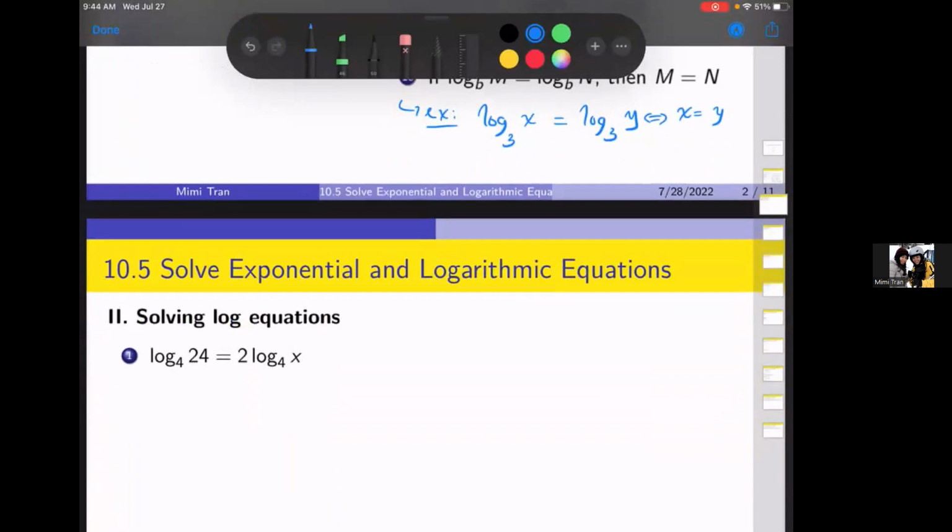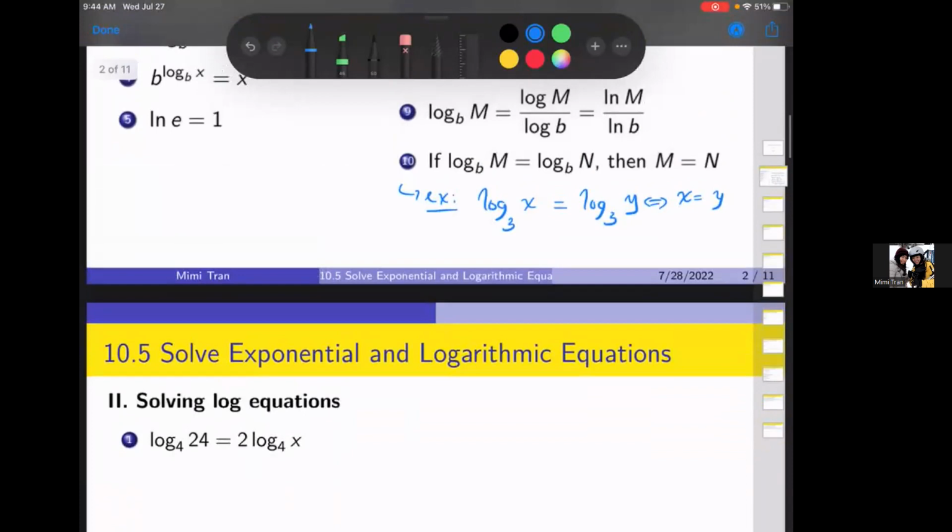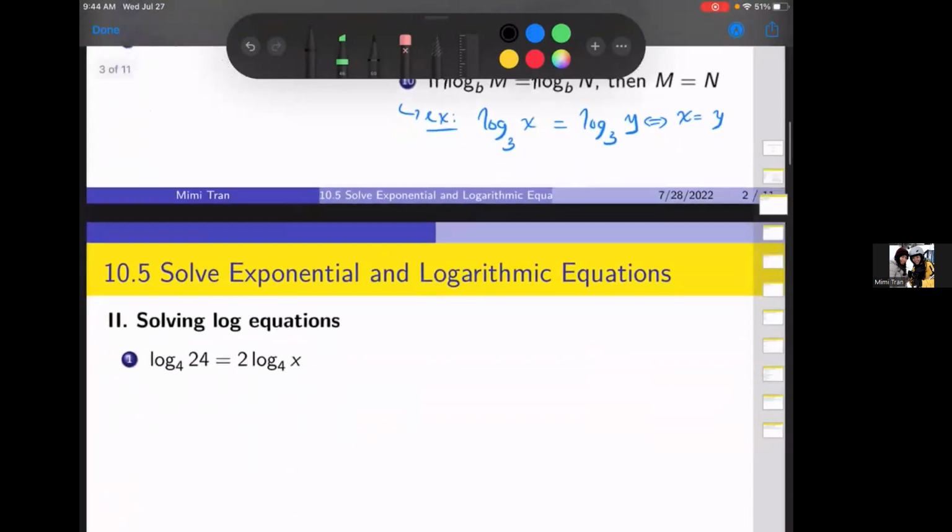All right, number one is log base 4 of 24 equals 2 times log base 4 of x. Now, do you guys remember the last rule? What is the coefficient of log here on both sides? It has to be 1 in order to do so. If it's not 1, make it 1. This one is 1, but this one is not, it's 2. So how do I make the 2 go away?